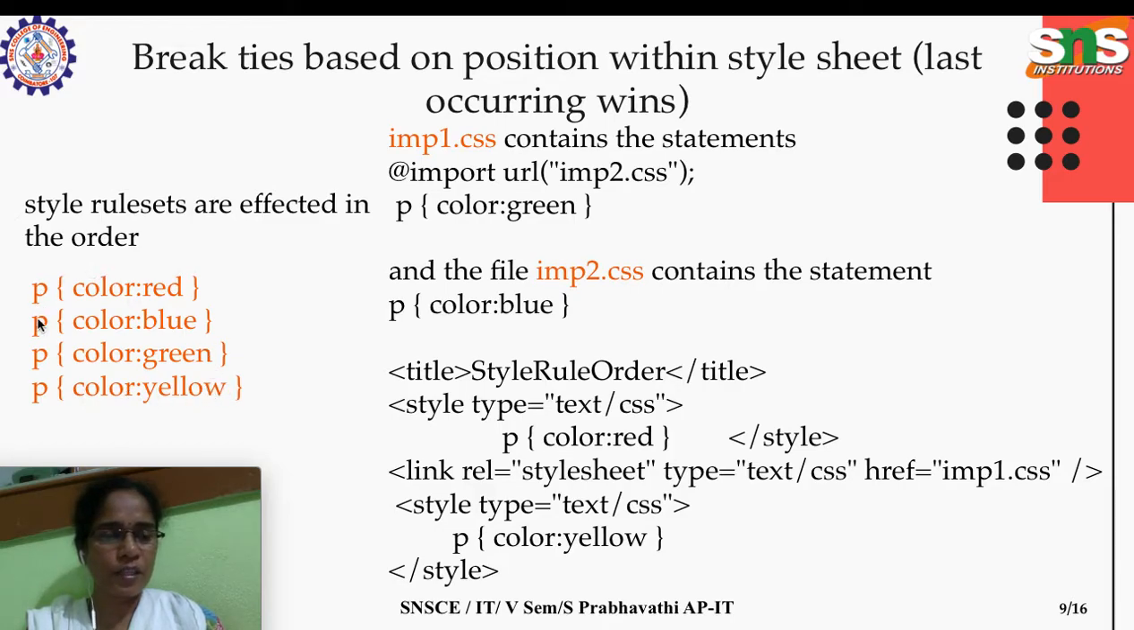So many styles are applied to this one single paragraph element, and there is confusion for the browser about which color to apply. Here the order comes in, where the final one wins, and the browser will display the paragraph color as yellow. I hope you are following me, and this example makes it very clear how ties are broken based on the position of the element.